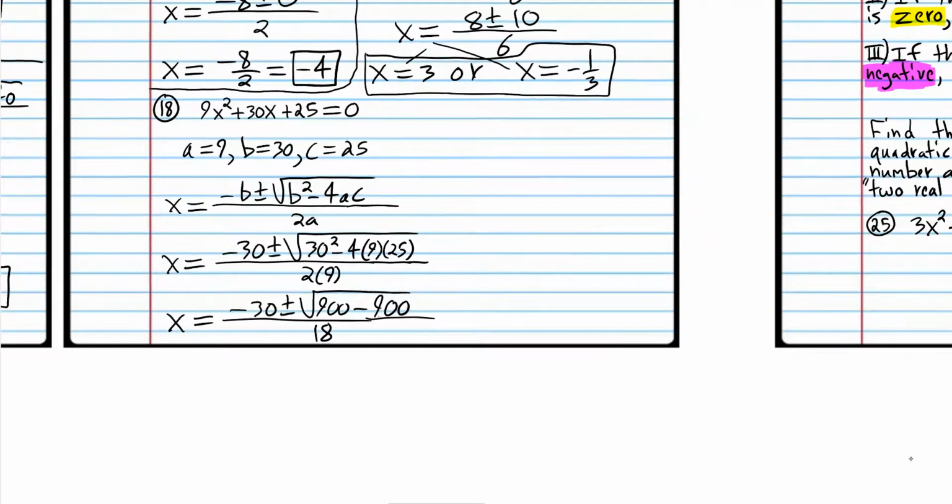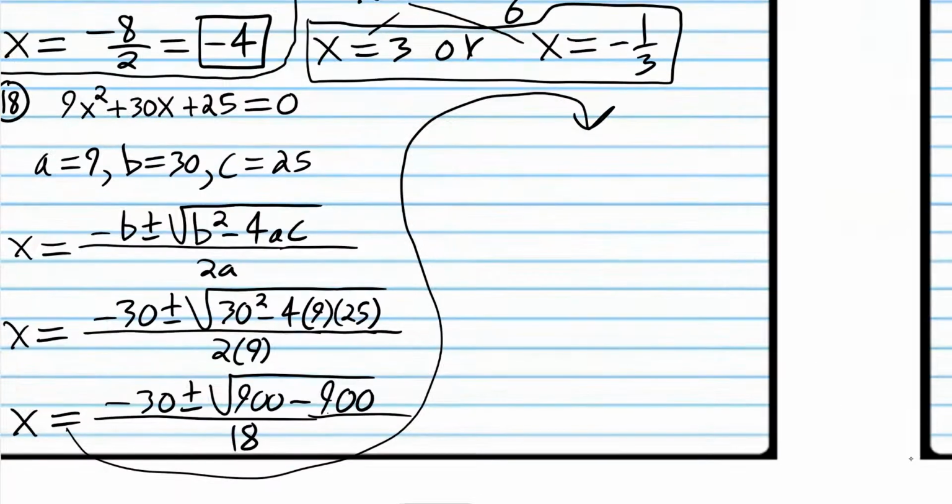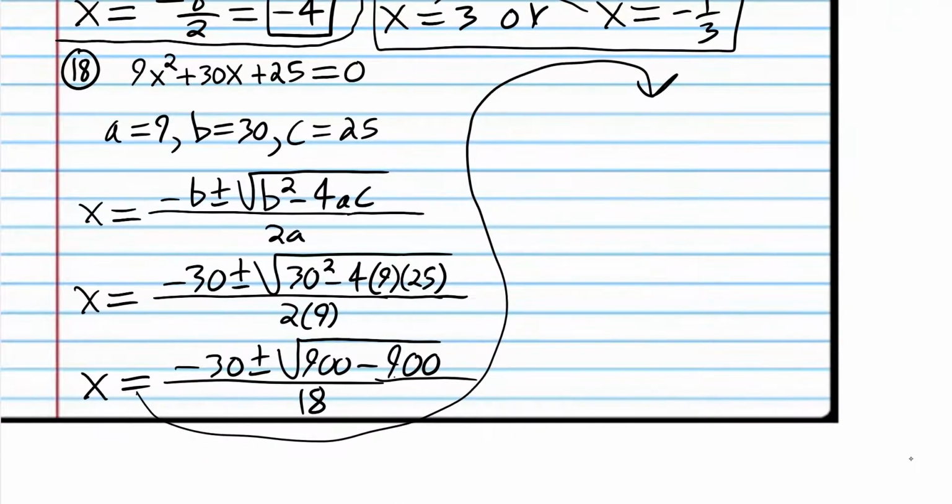And 2 times 9 is 18. So you can see that we have 900 minus 900, which means that what's inside the root is just going to be 0. And whenever that happens, you're going to end up with one solution. So we have plus or minus square root 0.